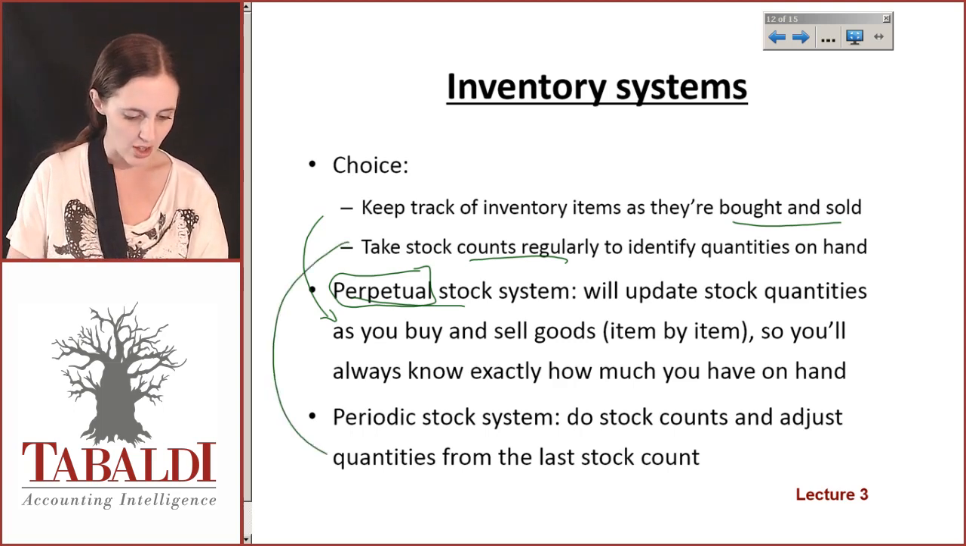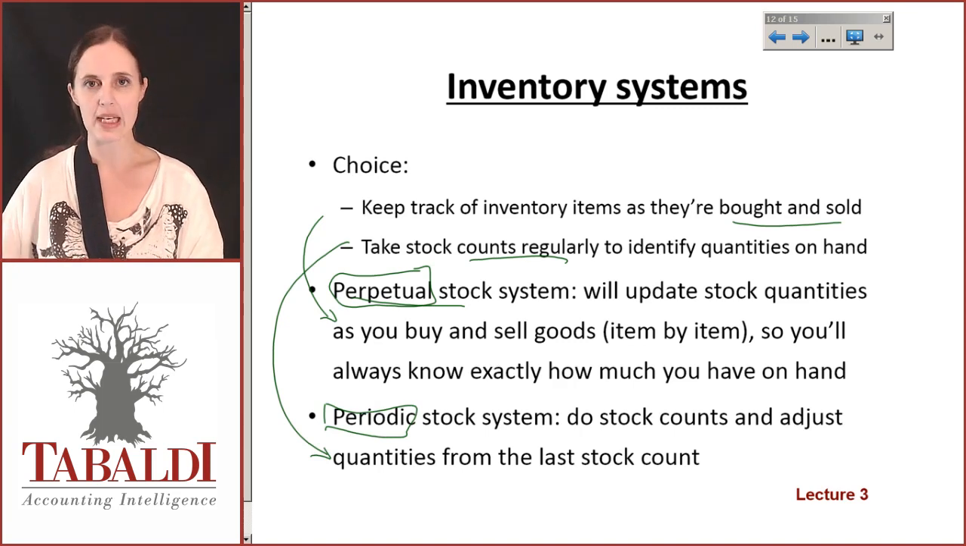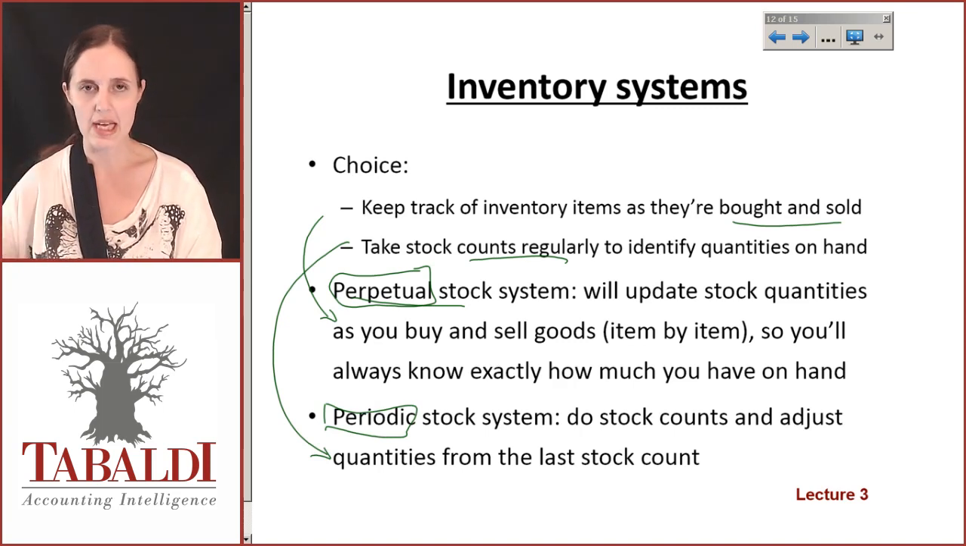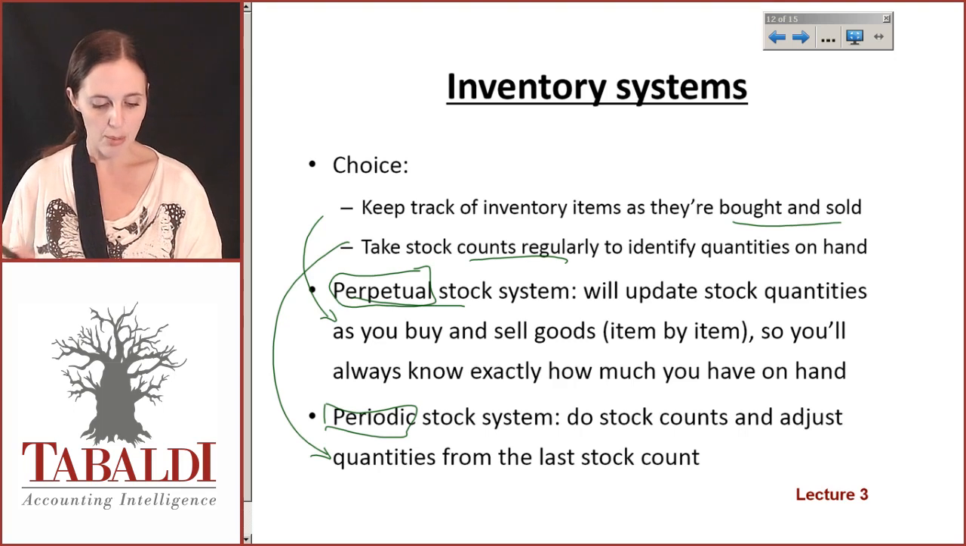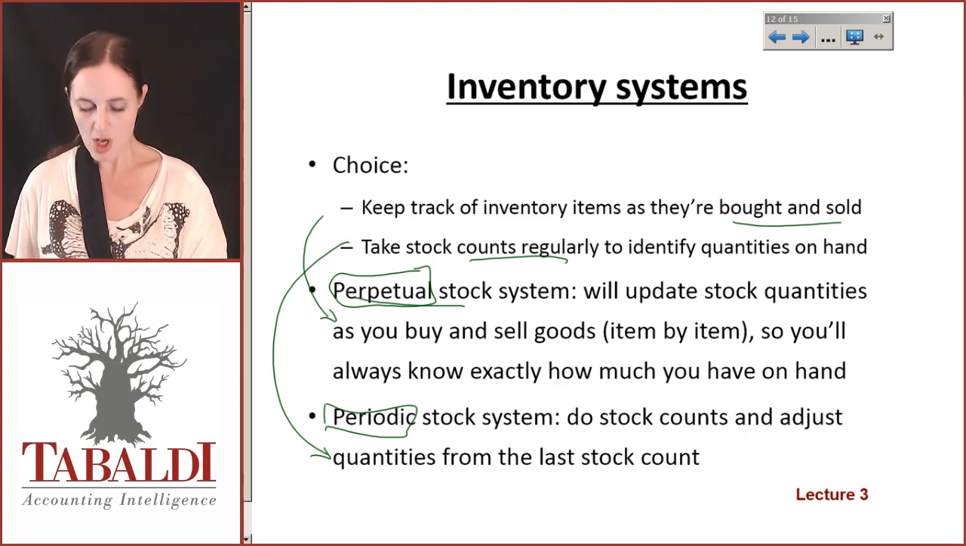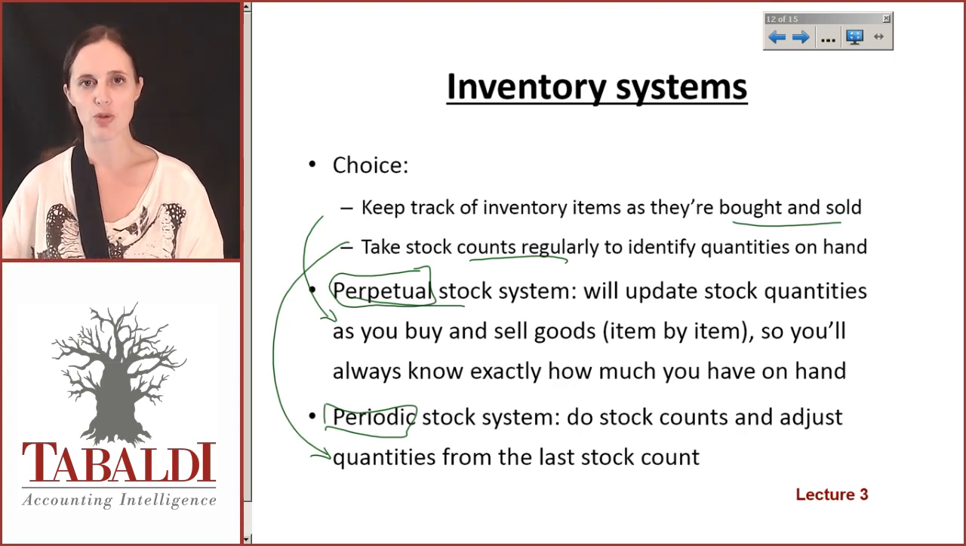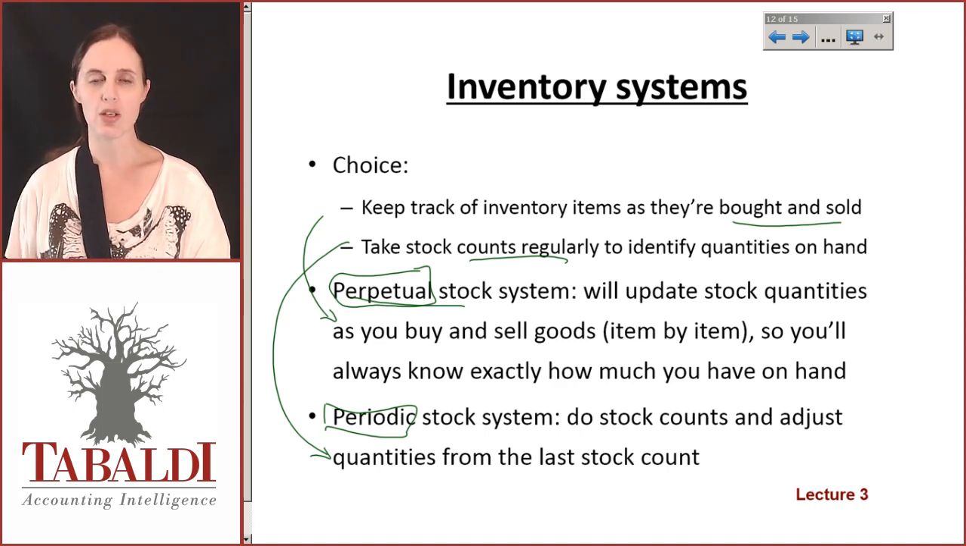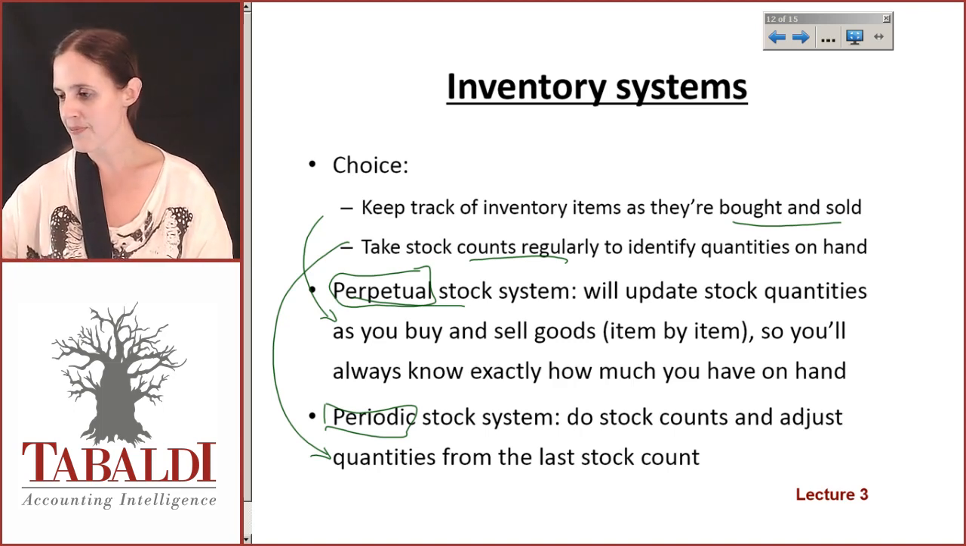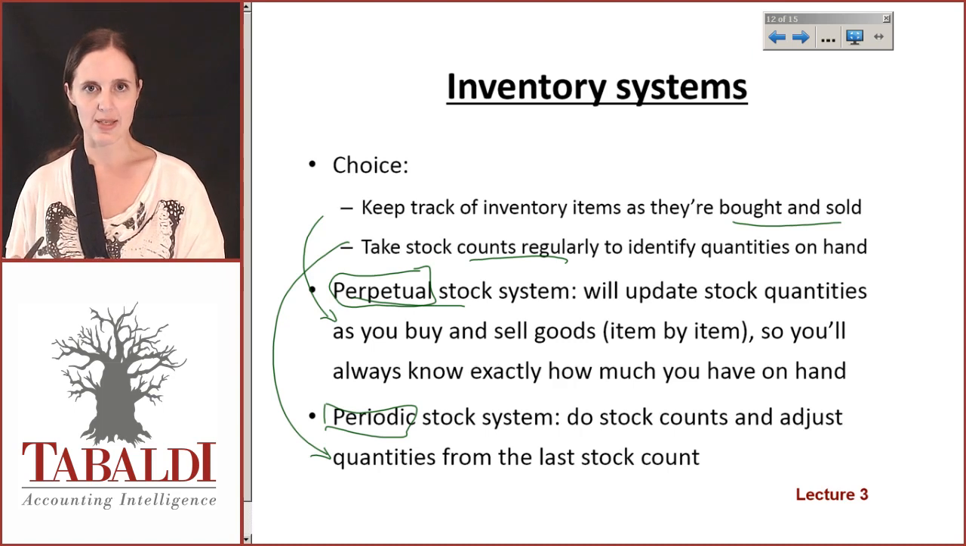Whereas your periodic stock system, again, the word periodic just means something that's done not all the time, not every single day. Periodic means at different intervals. So instead of keeping track of how much you've got on hand all the time, you do a stock count once a month, for example, and go, okay, I've got 5 of these items at the end of this month.